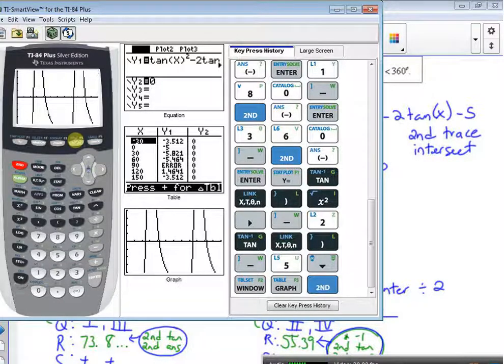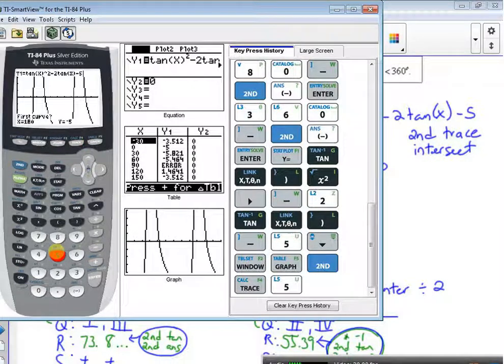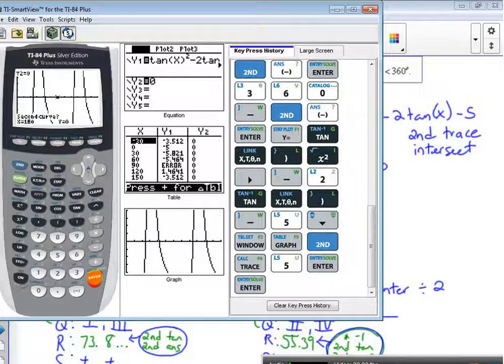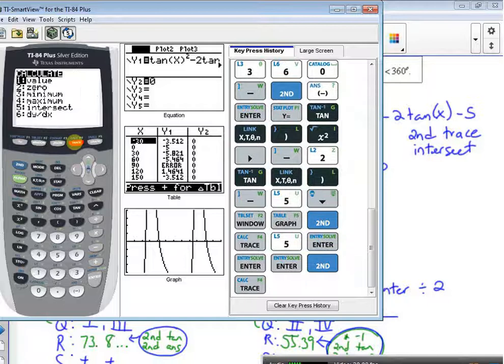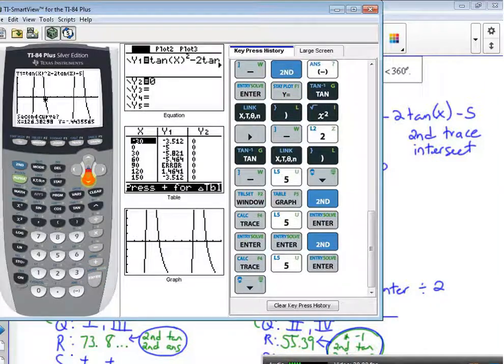And I'll just check a couple of them. So second trace, intersect, enter, enter, enter. And it gave me that one that we had there, 124.6, and we got 125. So I'll do one more, second trace, intersect. And now I'm going to move it, so I'm going to hit down. I'm going to move it along the x-axis, hopefully.